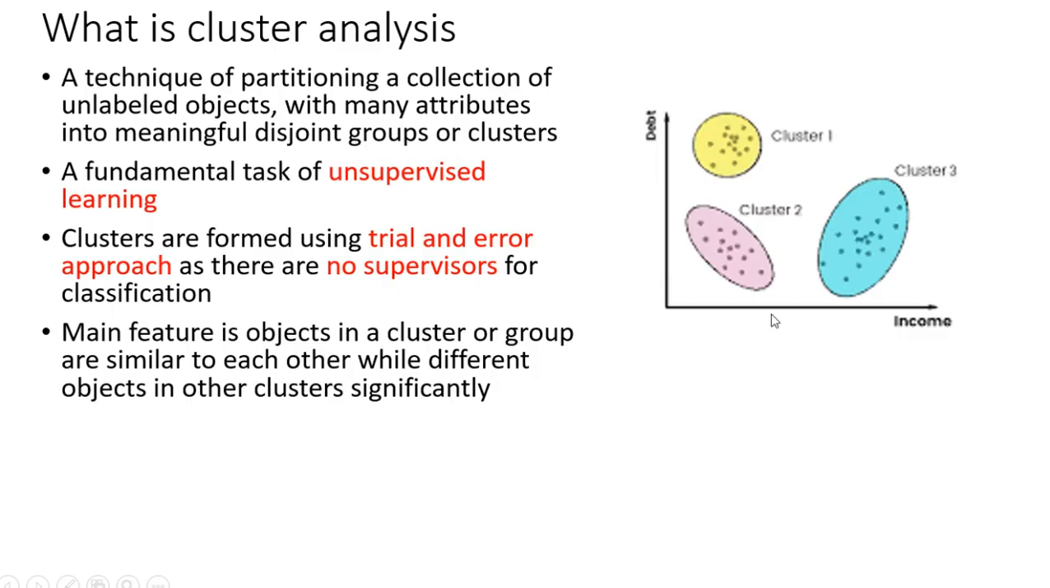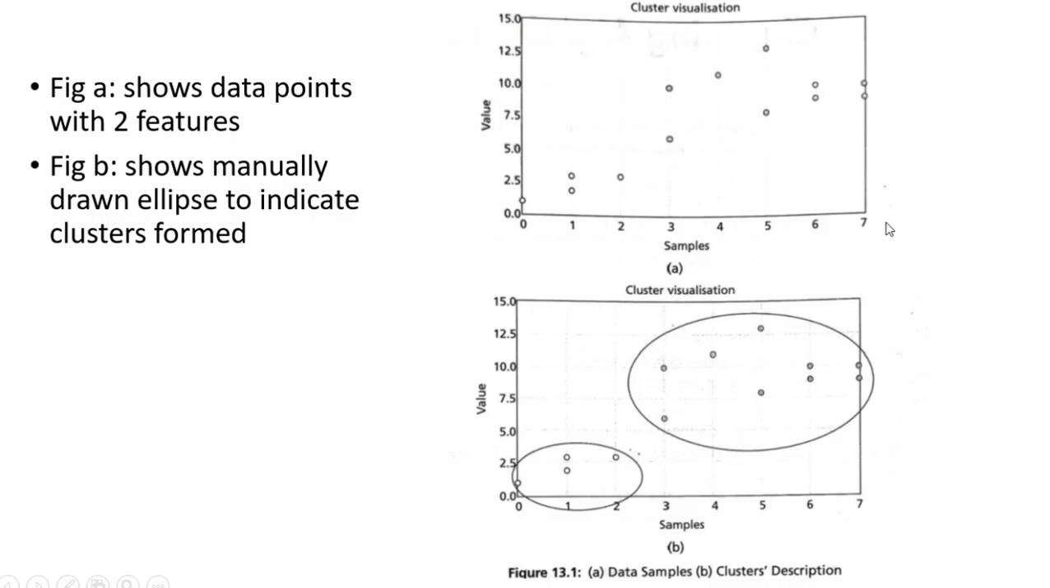So the main feature is the objects inside the cluster. Let's say these data points are nothing but the objects. The objects within a cluster are similar to each other, whereas objects of different clusters vary significantly from each other. So let's say the objects within cluster 2 are all very similar to each other, whereas objects of cluster 2 are very different from the objects of cluster 3.